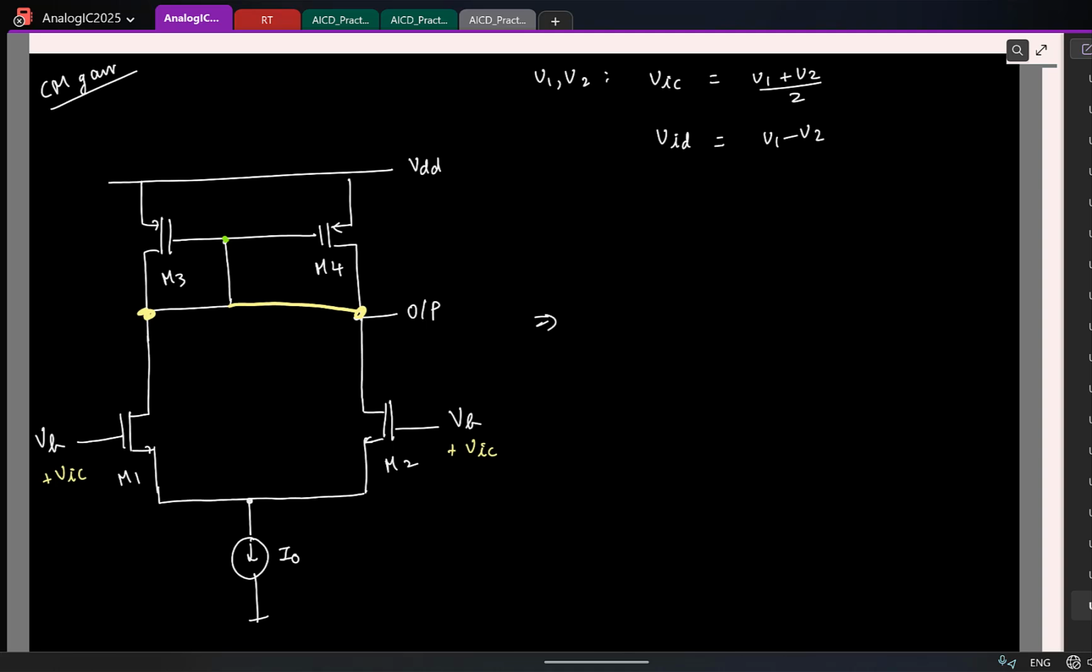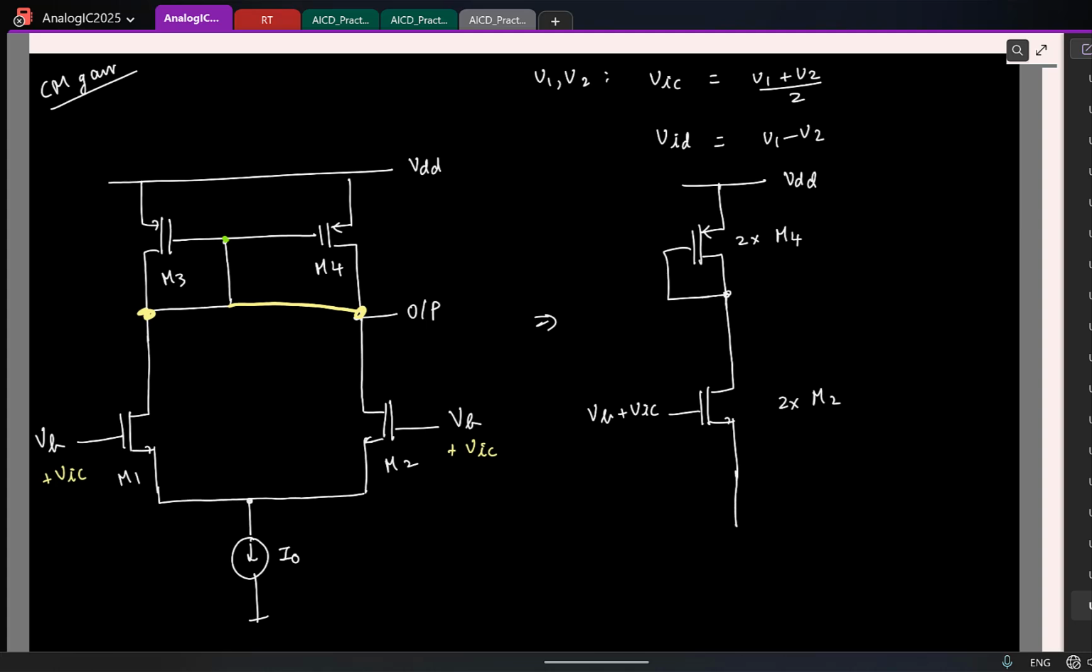So if I simplify this, this is VDD. I'll say this is 2x of M4 because two of them are put in parallel. Here I have 2x of M2, and here I have VB plus VIC, and here I have the current source.